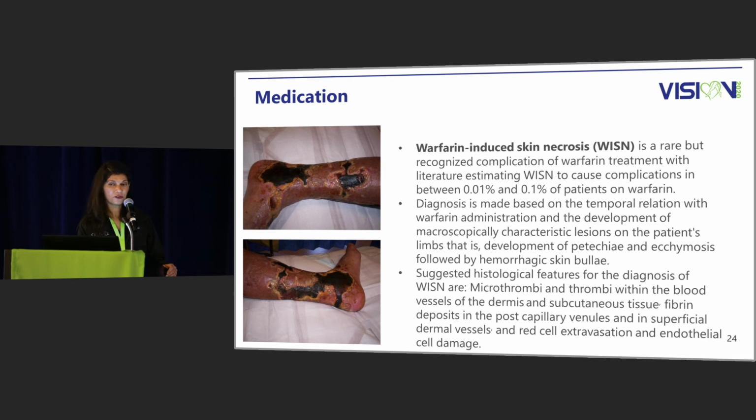This one is warfarin-induced skin necrosis, so that is pretty rare, 0.01% to 0.1% incidence in patients on warfarin. Diagnosis is usually made by this ulcer forming in proximity to administration of Coumadin. They're macroscopically characteristic with petechiae, ecchymosis, and hemorrhagic bullae. And the histologic features are microthrombi and thrombi within the blood vessels of the dermis and the subcutaneous tissue.